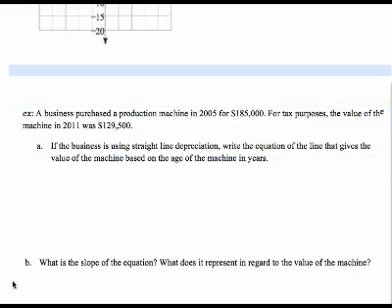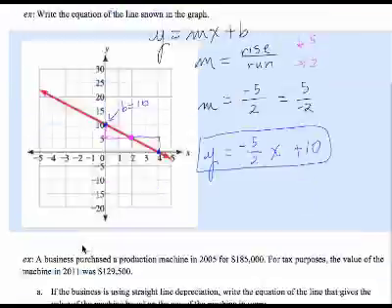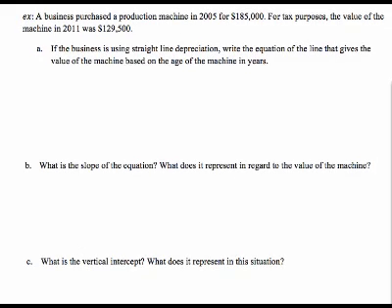Okay, let's do an applied example. We'll actually do a couple of them. Here we go. A business purchased a production machine in 2005 for $185,000. For tax purposes, the value of the machine in 2011 was $129,500. So it looks like the value went down, because they bought it for $185,000 and now the value is less than $130,000.